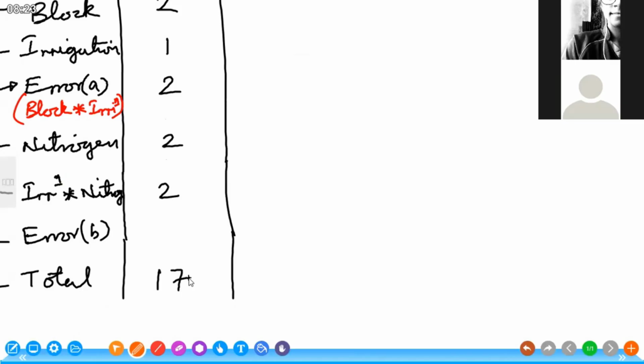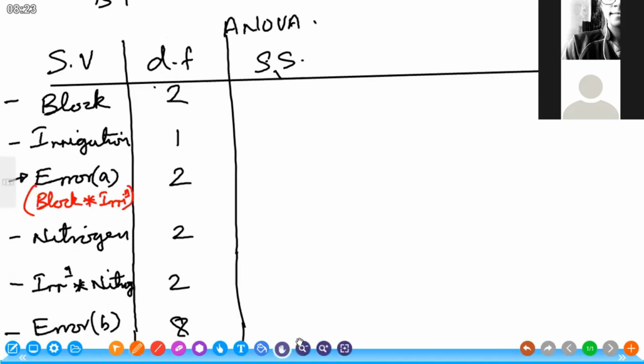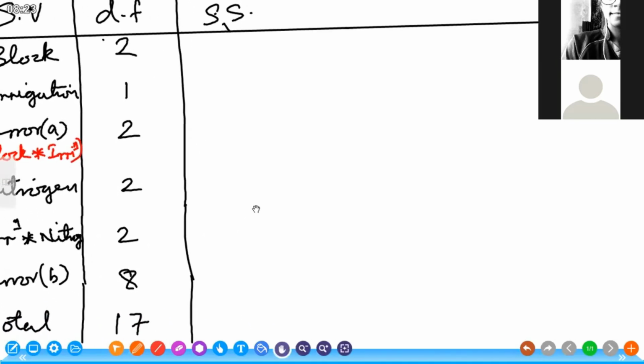You can say 17 minus the rest. That is also possible. Otherwise, you can use a formula. What is the error degrees of freedom? 8. Right. So this is how your ANOVA should be. Now we will come to the sums of square. Most important. Tell me the block sums of square, anyone?